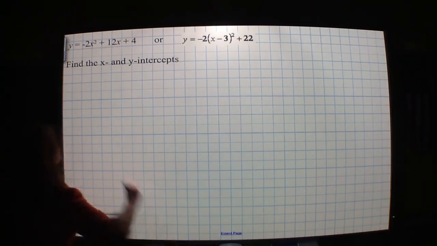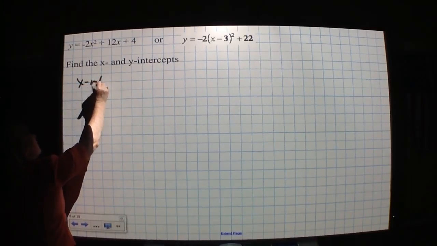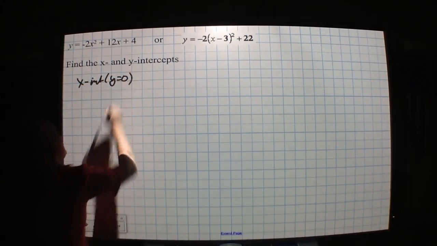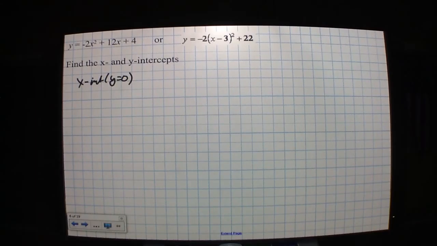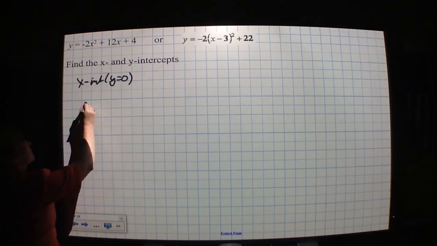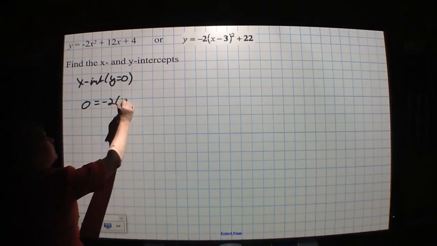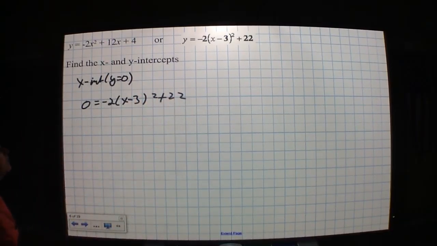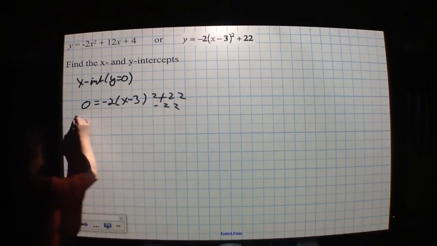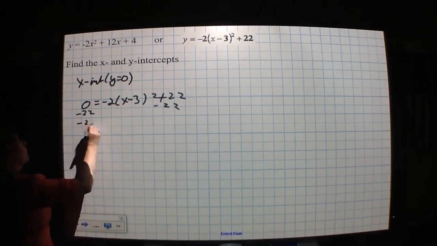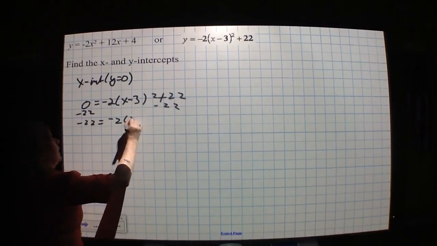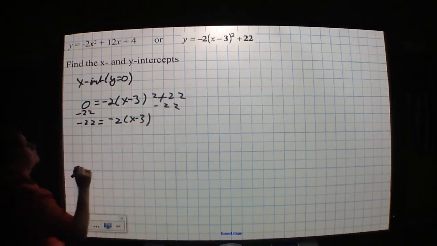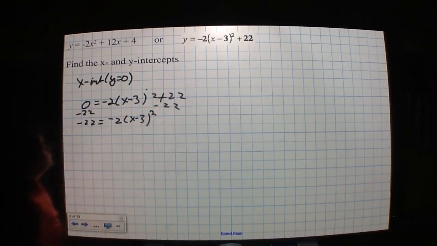So let's find the x-intercept. Remember, y is equal to 0 for the x-intercept. Okay? I would probably use the equation on the right. I think it's easier. So where it crosses the x-axis, y equals 0. So 0 is equal to -2 times x minus 3 squared plus 22. I'm going to move 22 over. So I have -22 is equal to -2 times x minus 3. Whoops, I forgot my squared here. Squared.